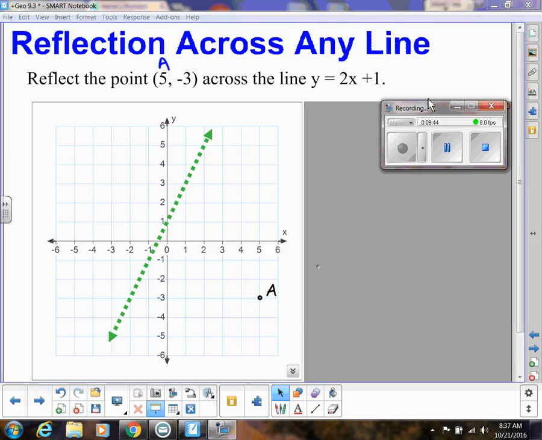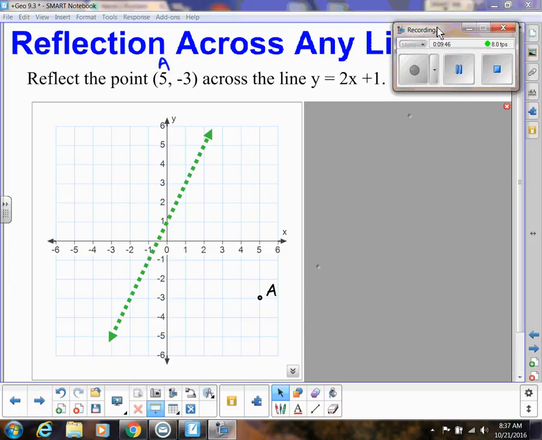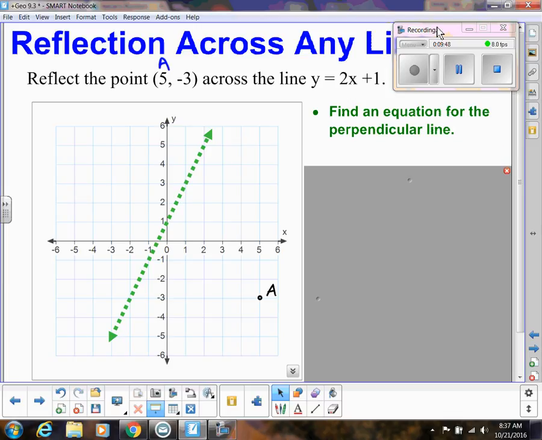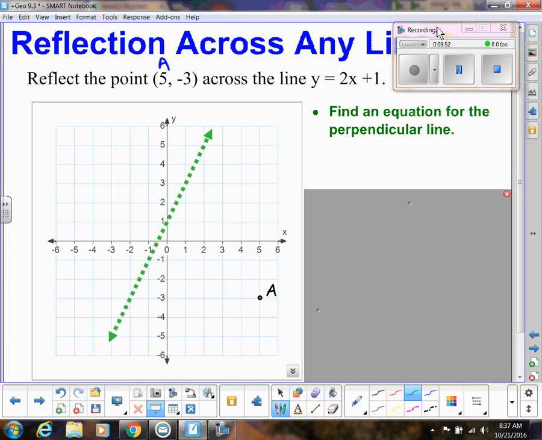All right, so first thing we're going to do is we're going to find an equation for the perpendicular line. Isn't that what we've been doing when we reflect? We always say, okay, we're going to draw a perpendicular line.